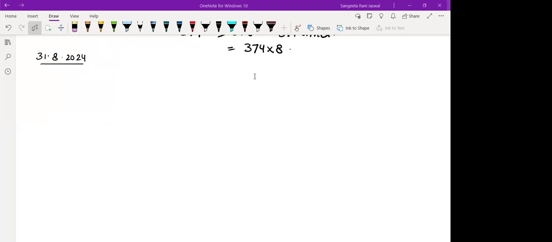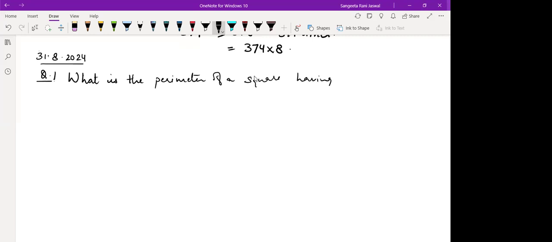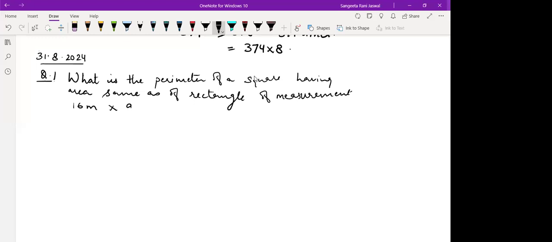Okay, this is a question now. Please write down. What is the perimeter of a square having area same as that of a rectangle of measurement 16 meters × 9 meters?